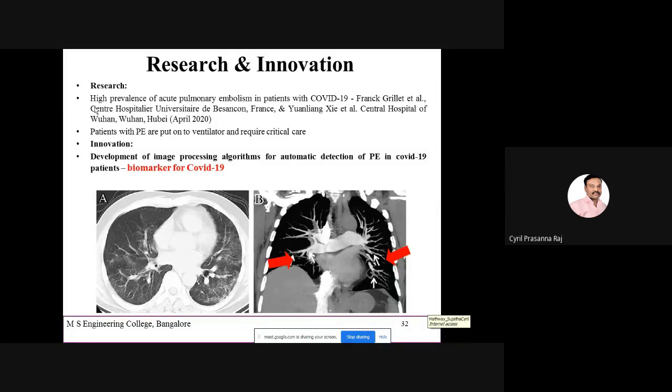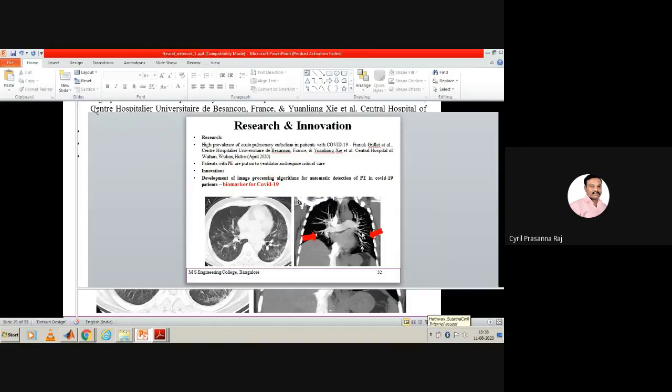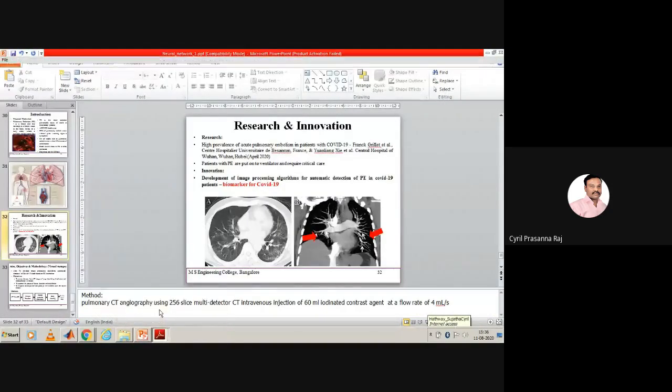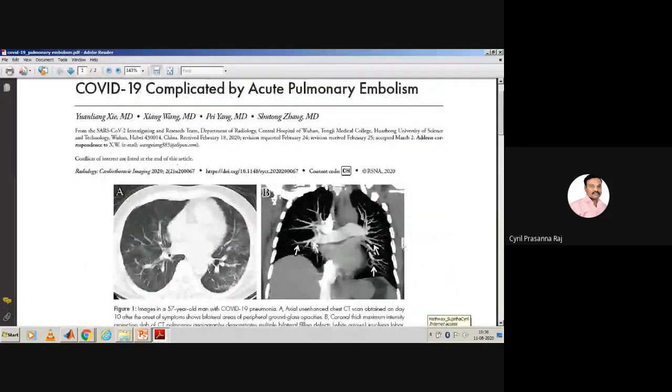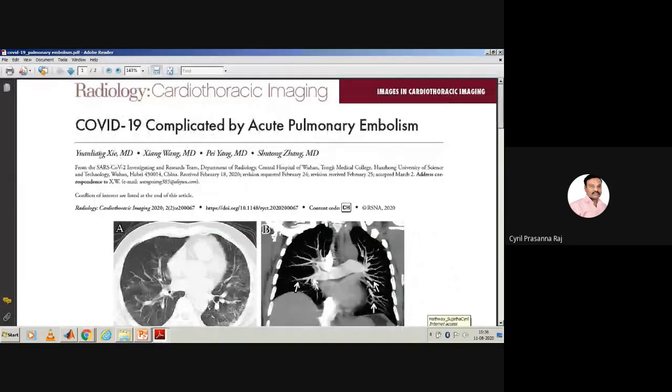Now, the work that was done by these people, particularly Frank Grillet from this France hospital, I'll show you this. This is the paper they are trying to present. This is the work presented by them, and it is one of the papers that was published very recently.